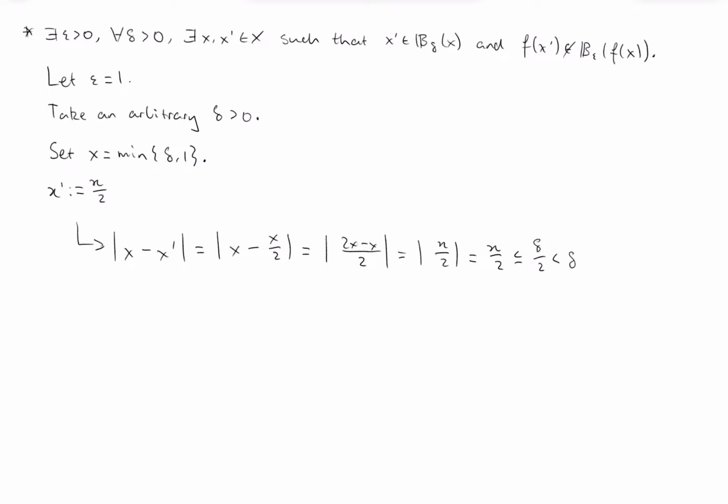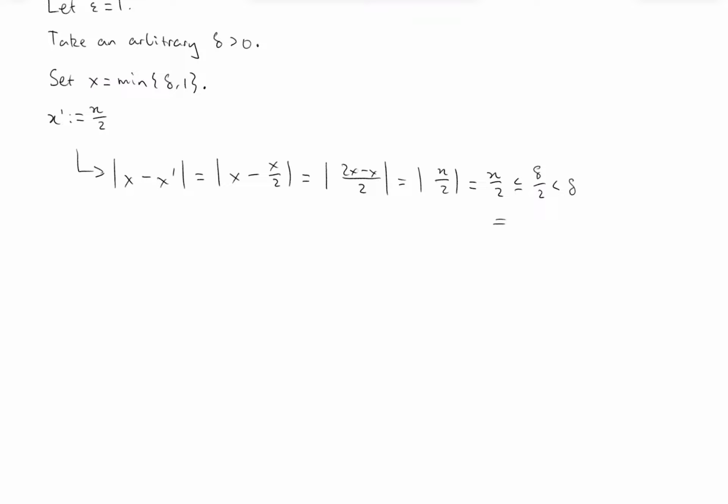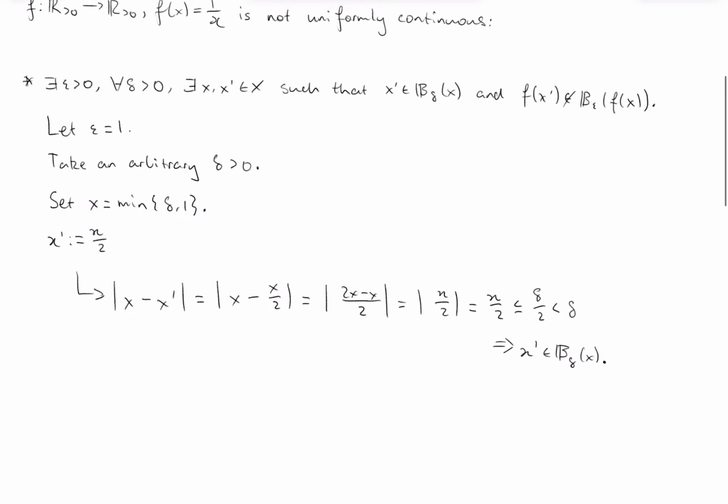So indeed, this implies that the distance between x and x prime is less than delta. Therefore x prime is an element of the ball, because we're working in a metric space, the ball of radius delta around the point x. Okay. And we're happy. We've satisfied this condition. We're left to satisfy this one here.